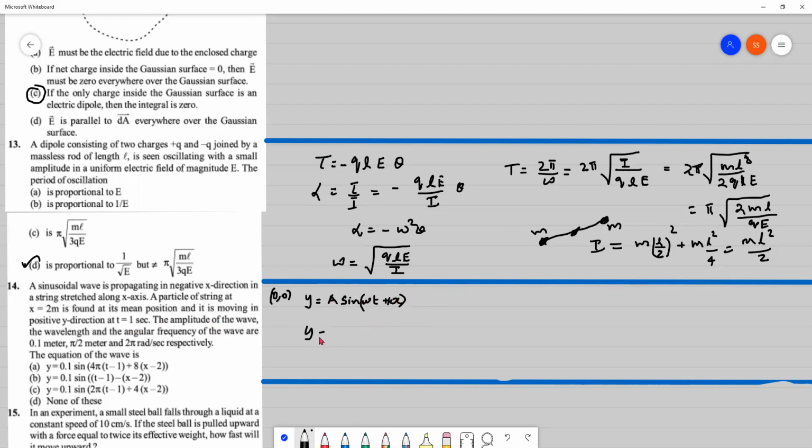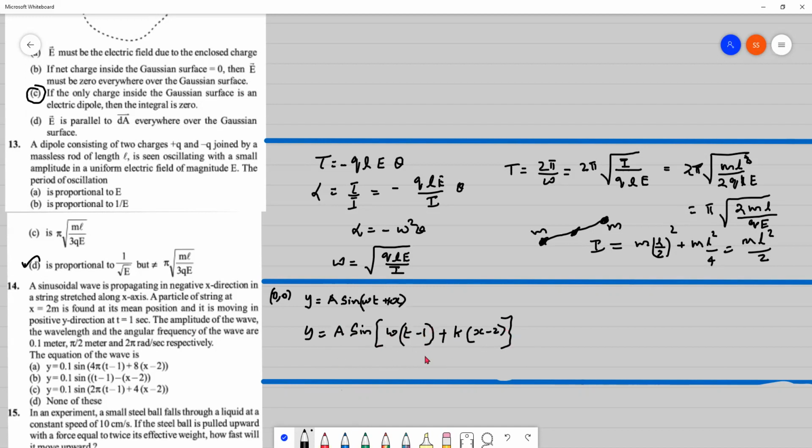So y is equal to a into sine omega times t minus 1. 1 second I am shifting. Since this wave happens 1 second afterwards, I am shifting it 1 second backwards. Plus k, because 1 second before the wave would have been at the origin, k times x minus 2. Yeah, I am shifting that reference axis to this point.